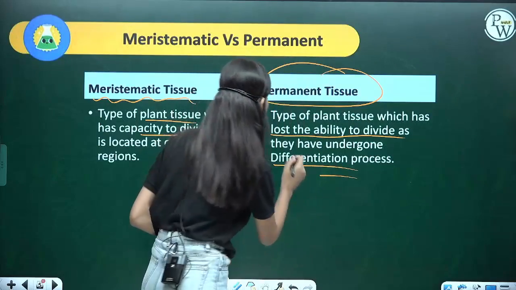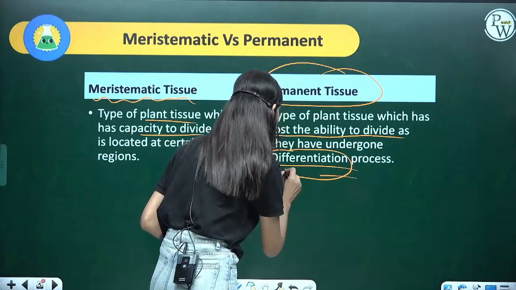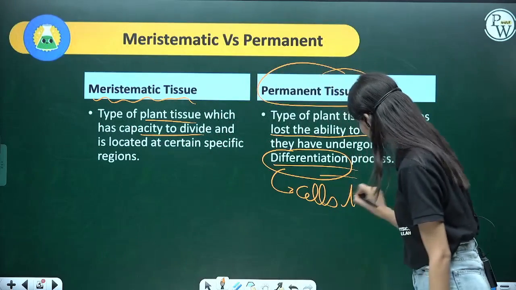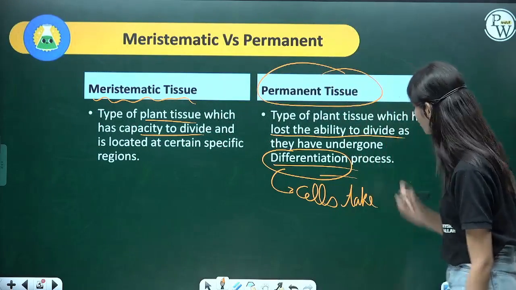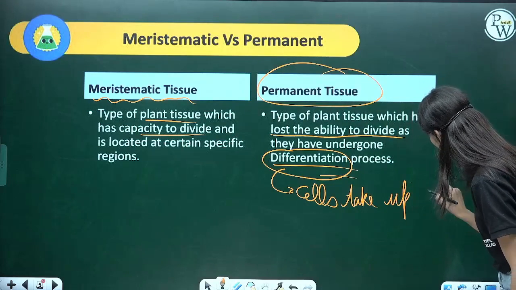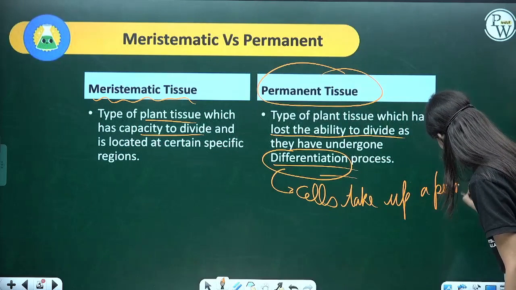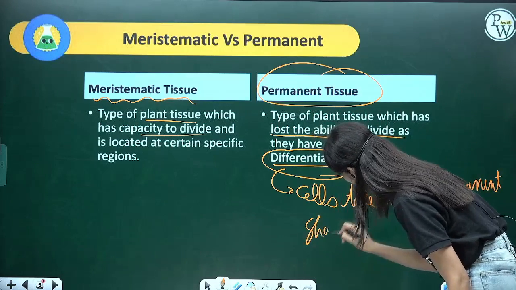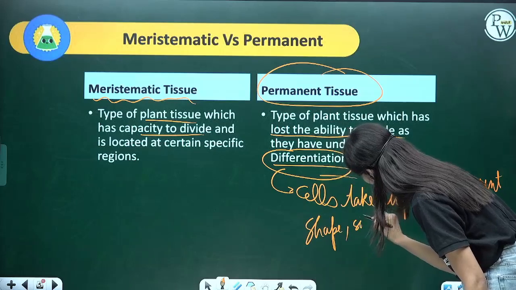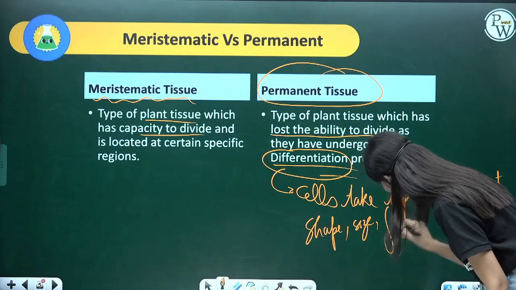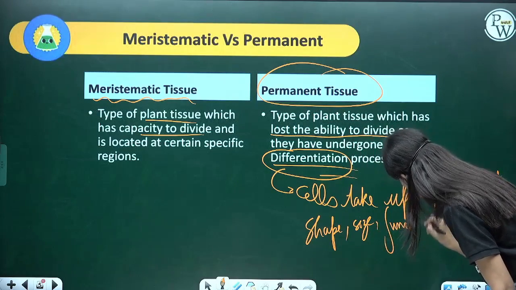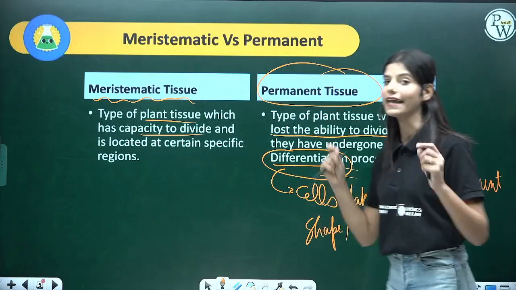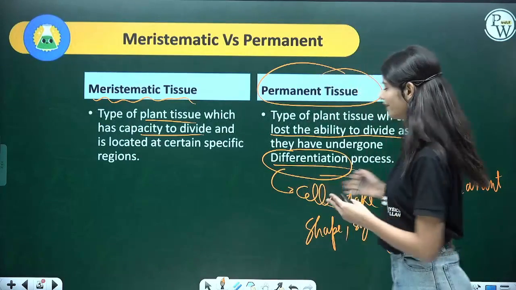So differentiation is nothing but a process by which cells take up a special role. They take up a permanent shape, also the size, and also the functions, and that's how the specialized cells are formed to perform various functions in our body, all because of the differentiation process.